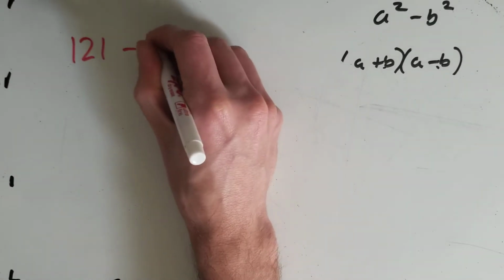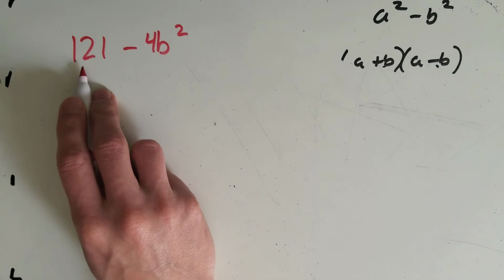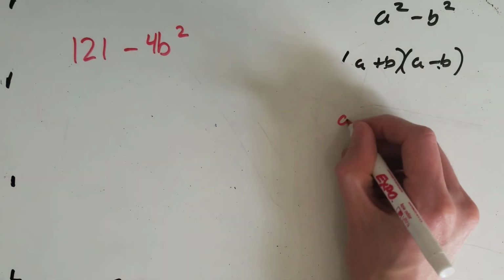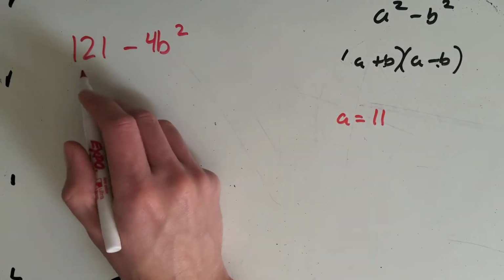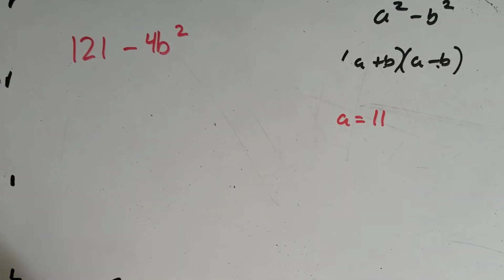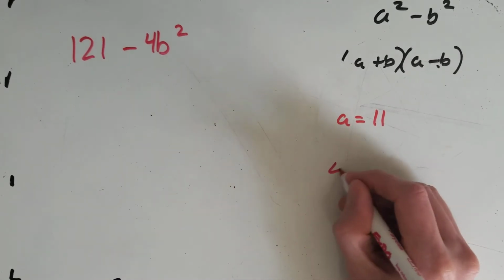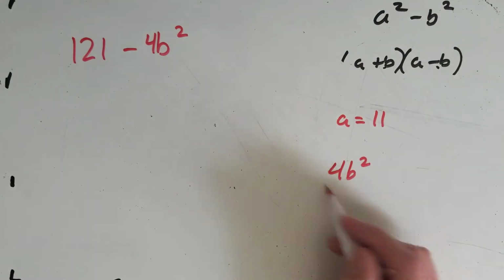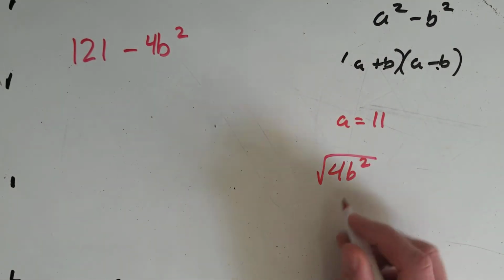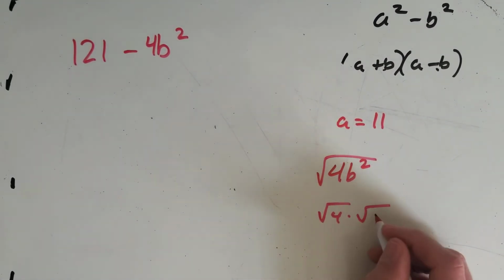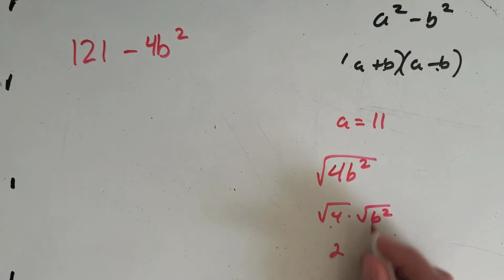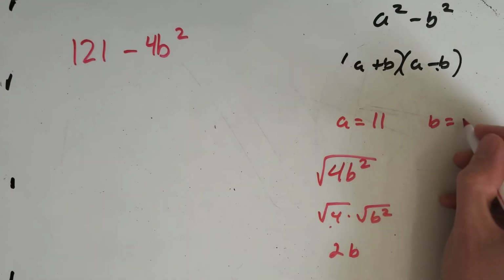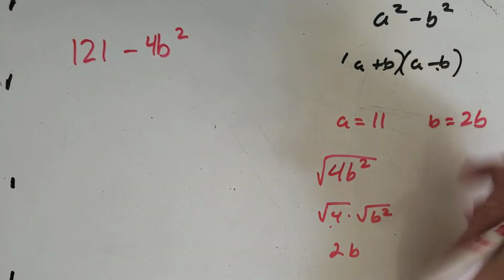121 minus 4b squared. Well, 121, you can take the square root of that. So your a would be 11. Square root of 121 is 11. And then your 4b squared, can we take the square root of that? Because your b squared is this whole term. So your b would be the square root of that. And that would be, well, square root of 4 is 2. Square root of b squared is b. So 2b. So your b is equal to 2b here.